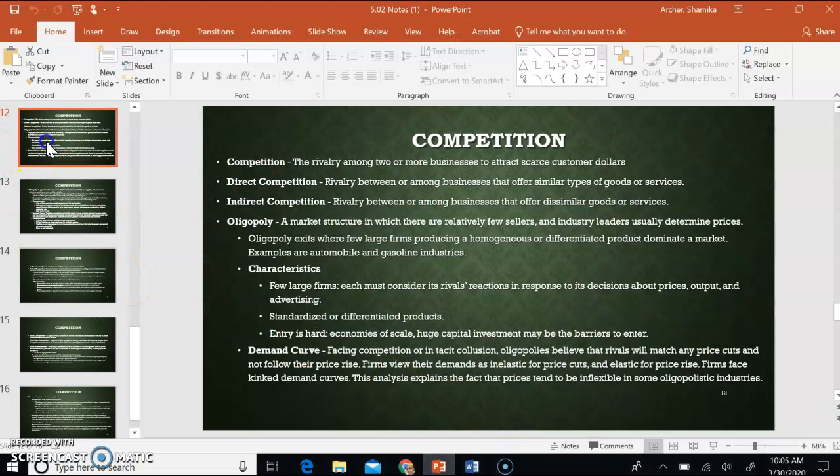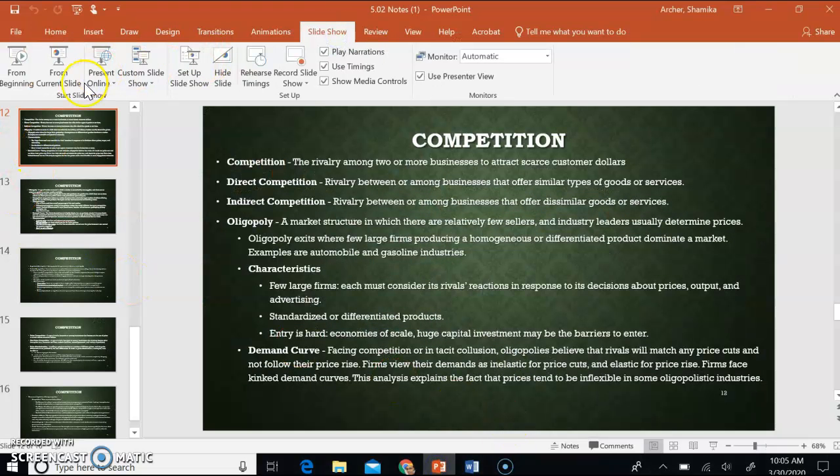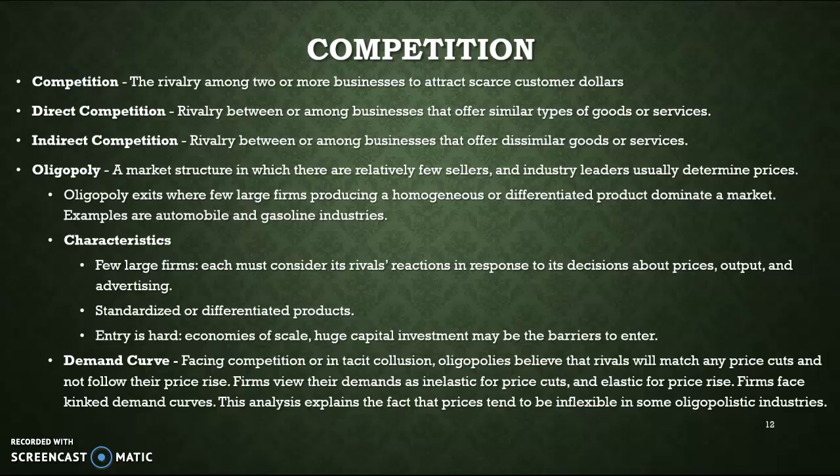All right, so pulling back up the 502 PowerPoint, we're starting at slide 12, and this particular section of the PowerPoint talks about competition. So this is pretty much straightforward, talking about two or more businesses that go across each other to get our money. So direct competition is just that. It is two businesses that sell the same types of goods and services going back and forth. So think of Apple and Samsung, Pepsi and Coke, Adidas and Nike, stuff like that.